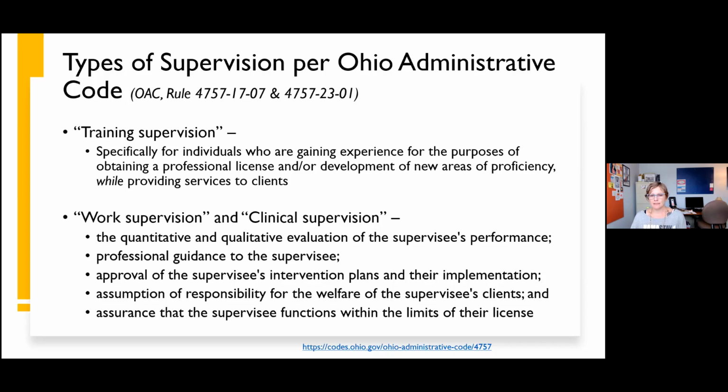To throw in an additional wrench, if you look at chemical dependency clinicians in Ohio, clinical supervision is defined as an organized, intentional process that ensures client welfare, supervisee development, adherence to legal and ethical standards. So lots of overlap here, and versus training supervision, which is very specifically if you are someone new to the profession, you have to undergo training supervision in order to obtain a license, or to obtain the next level of a license, or if you're actually developing a new area of proficiency.